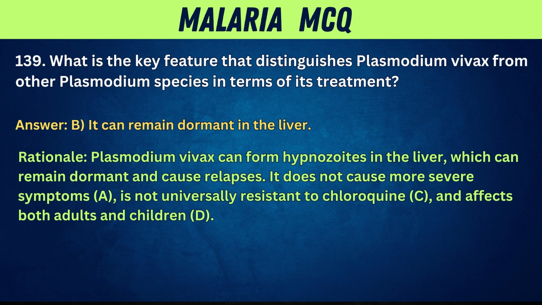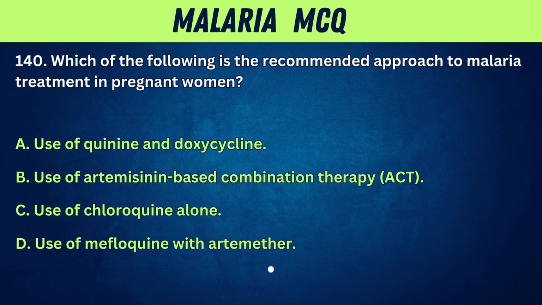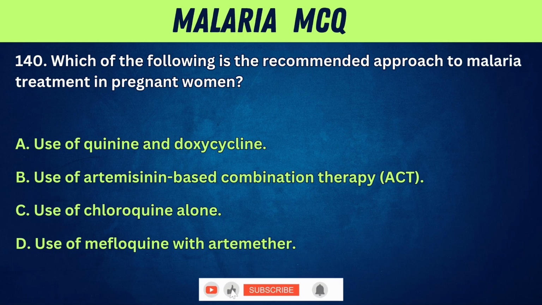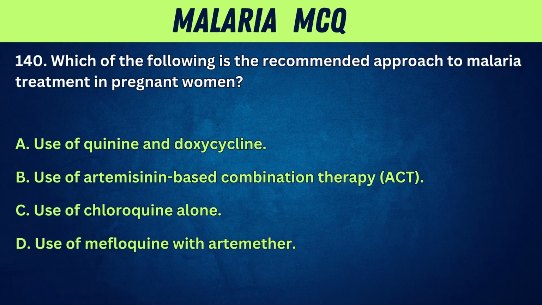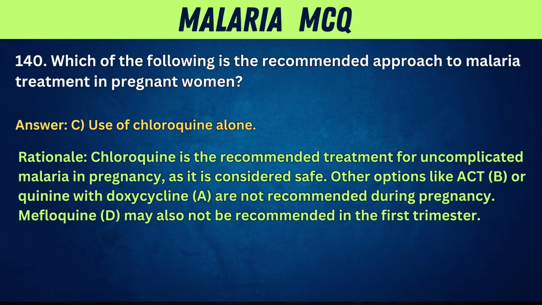140. Which of the following is the recommended approach to malaria treatment in pregnant women? A. Use of quinine and doxycycline. B. Use of artemisinin-based combination therapy, ACT. C. Use of chloroquine alone. D. Use of mefloquine with artemether. Answer: C. Use of chloroquine alone.